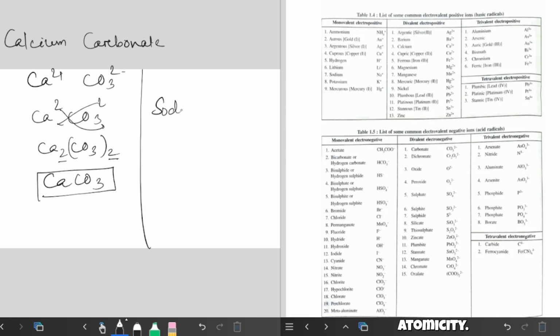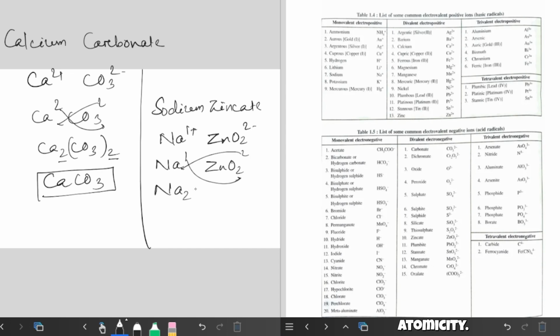So let's say sodium zincate. Sodium is Na1+, zincate is ZnO2 2-. So it will become Na1 ZnO2 2. This 2 will come here, this will go there. So it will become Na2ZnO2. So this is what sodium zincate is.